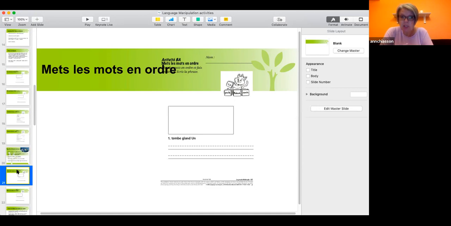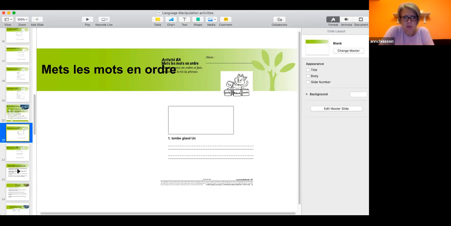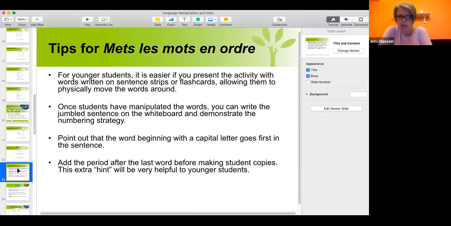So if you see tombe, gland, okay, what I would actually suggest is that I feel for young students, it would be fair to add le point at the right place. So un gland tombe. So after tombe, I would put le point. That gives them an extra clue as to the order of the words. So this is how I present this activity.